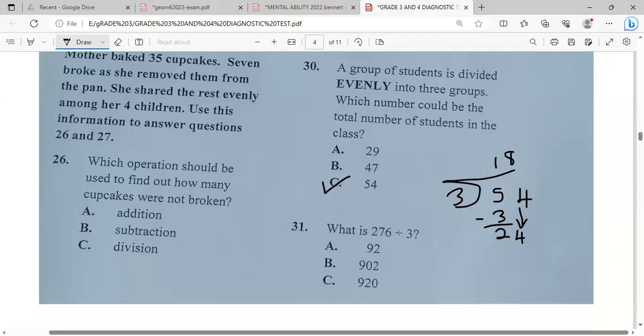What is 276 divided by 3? So you just set it out like this. 3 into 2, you can't. 3 into 27 goes 9 times. 3 nines 27. So we subtract, we get 0, but we have to carry down the 6. And then we see 3 into 6 goes 2 times. So that is 92. All right, so we are past the halfway stage.